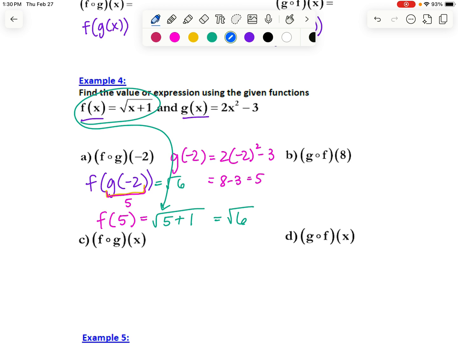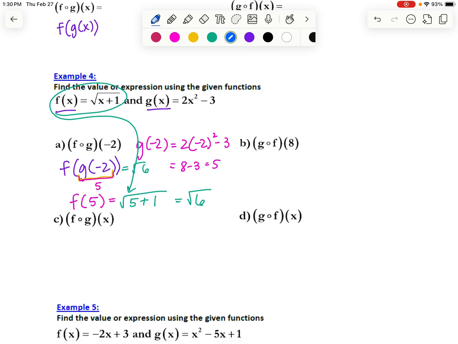Okay, let's try another one here. G of f of 8. So g of f of 8. Okay, we're going to write it out like that. First, you're going to find that inside portion, which is f of 8. So f of 8, I'd bring it to the side of your paper. F of 8 would be, instead of square root of x plus 1, square root of 8 plus 1. So square root of 9, which is 3. So you replace it. F of 8, you're going to replace with a 3.